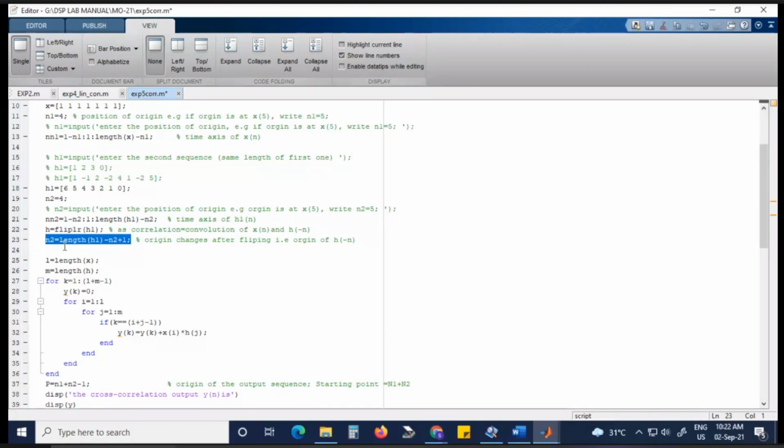Length of h1 you have there. You have already, you have to calculate the length of that particular sequence minus n2 plus 1. Okay? This is required. Why is it so? You will see and understand easily. So then n2 is the origin of the second sequence.